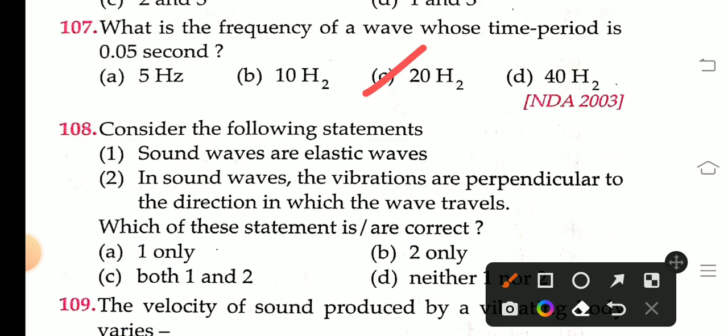Consider the following statements. 1. Sound waves are elastic waves. 2. In sound waves, the vibrations are perpendicular to the direction in which the wave travels. Which of these statements is correct? Right answer will be option A.